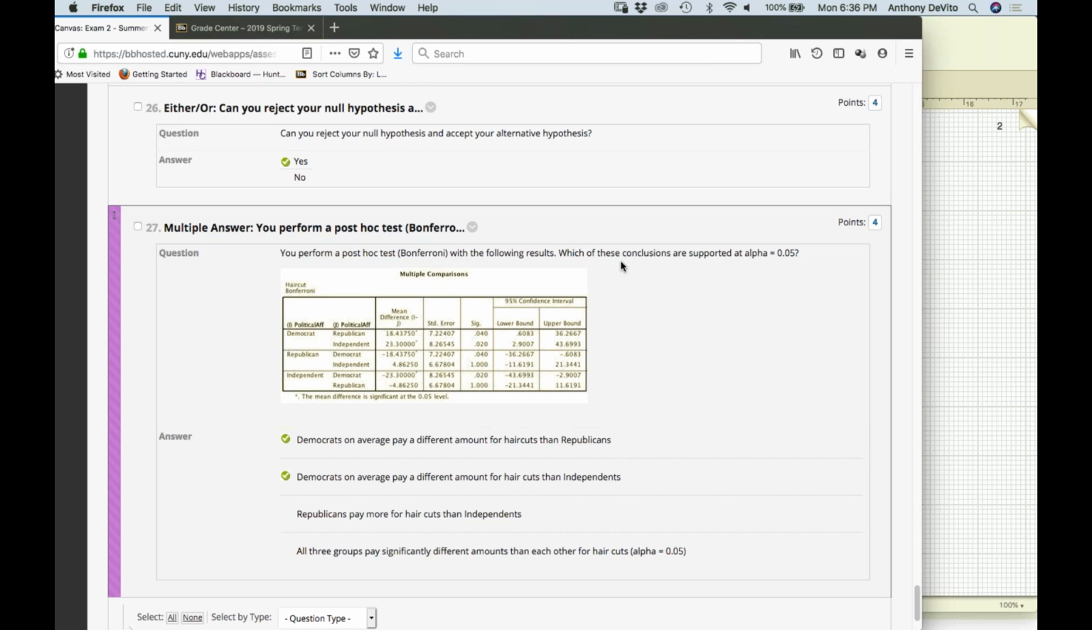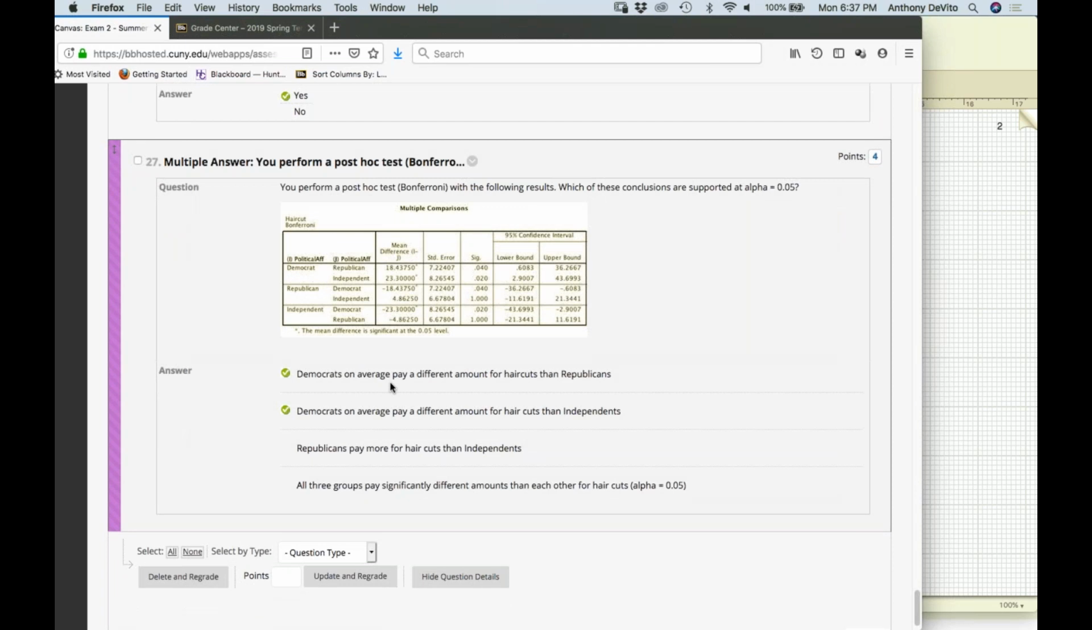So this one I chose Bonferroni, and gave you the output table. And the key here is we want to look at the significance, right? So when we compare Democrats and Republicans, the significance is less than 0.05. So they're different. Democrats and Independents is less than 0.05. So the means of those two groups are different. Well, how about Republicans and Independents? That's not different, right?